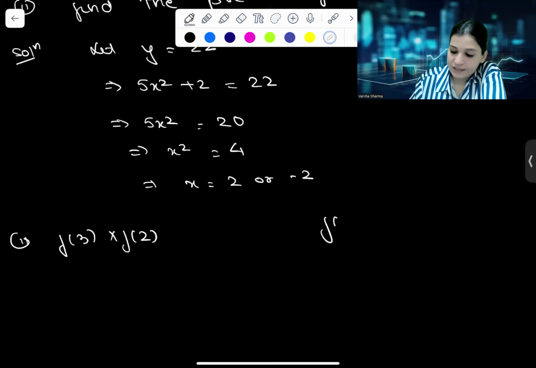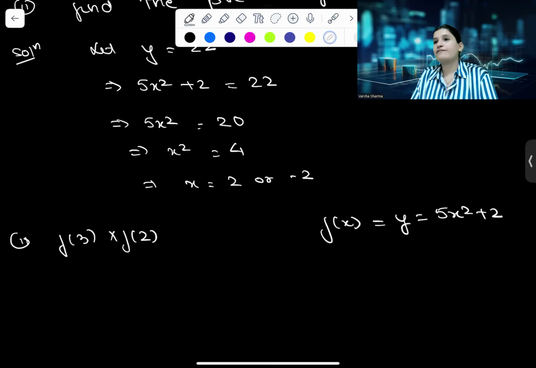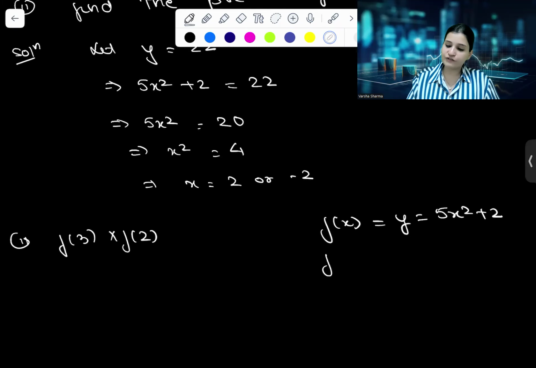What is F of 3? Here, F of x is y basically. And what is the formula here? 5x square plus 2. So F of x is 5x square plus 2, yes or no? What I want is now F of 3. So instead of x, put 3.